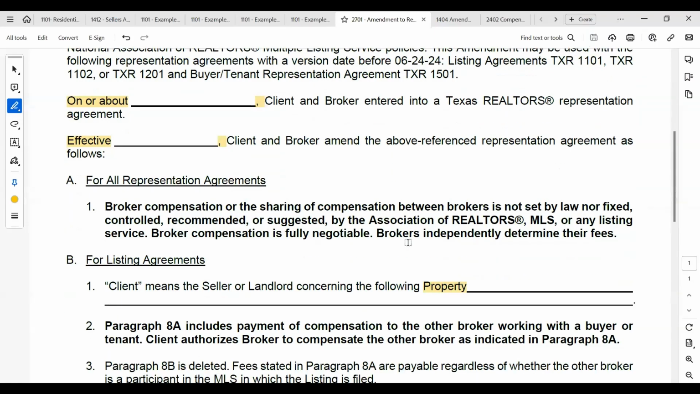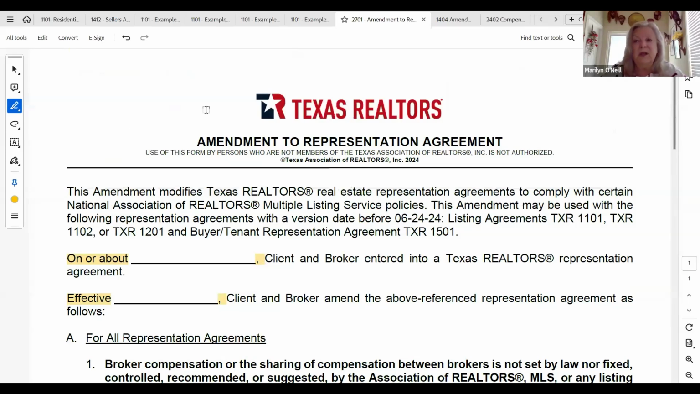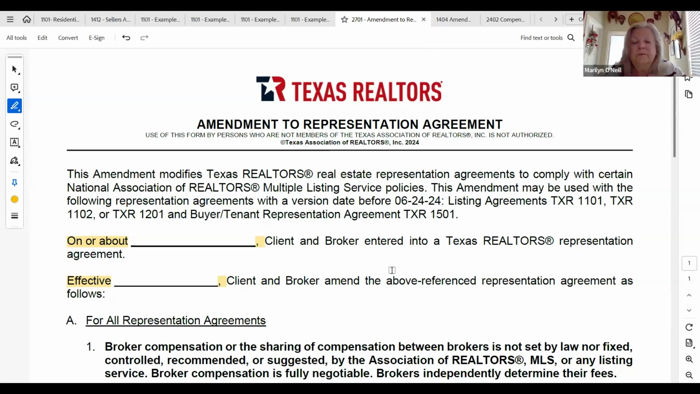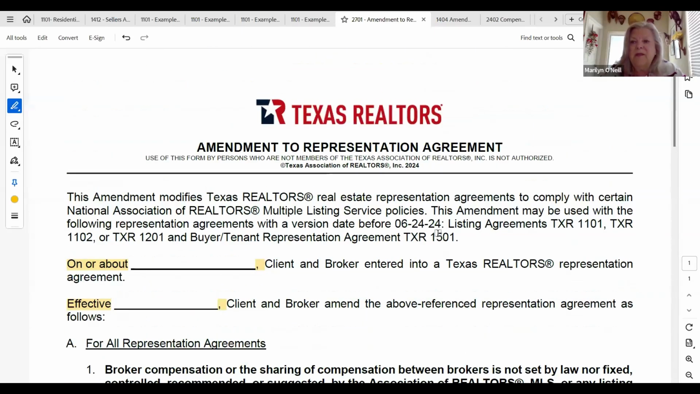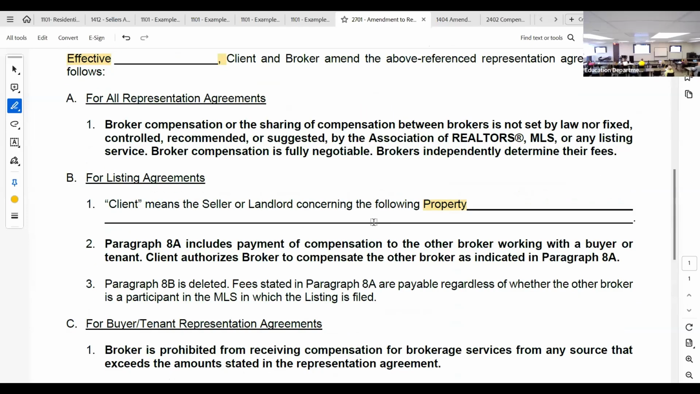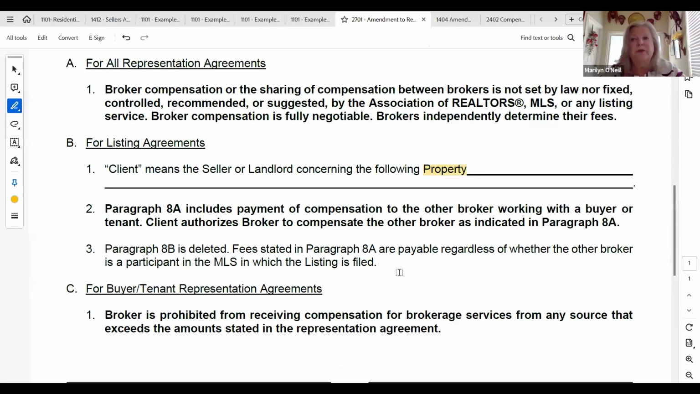Gotcha. Yeah. So again, this form is the 2701. You can use it today on any of your listing agreements that you had prior to the version of 6/24/24. Hi, Marilyn. I have a question on that. Once we amend, if we amend before the deadline, do we need to change our commission split or percentage on the MLS? No, it has nothing to do with compensation. This form will make you compliant for your old listing agreements because the NAR settlement says August 17th, we're stripping compensation out of MLS. Okay, so I don't need to change it on the MLS? No, they're going to take care of that for you. They're going to remove it for you. Okay, awesome. Thank you.